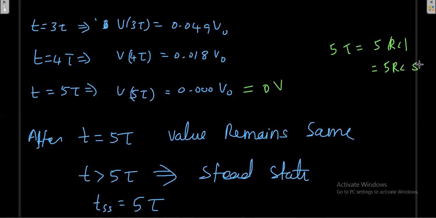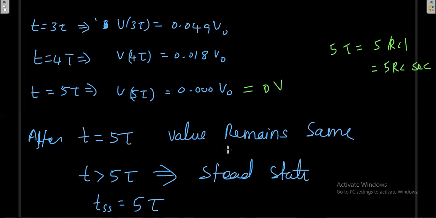This unit is seconds. After t is equal to 5 tau, the value remains the same, because even if you substitute t is equal to 6 tau, 7 tau, and so on, the value is going to remain the same. That is 0 volt only. So that state we call a steady state.